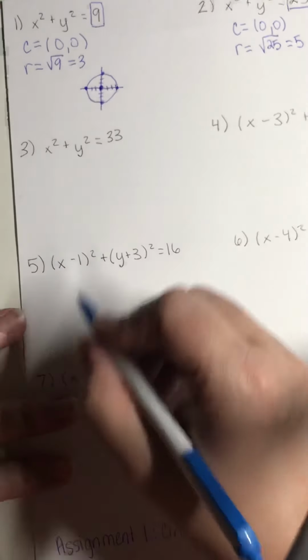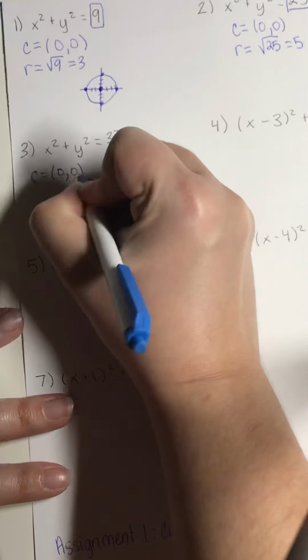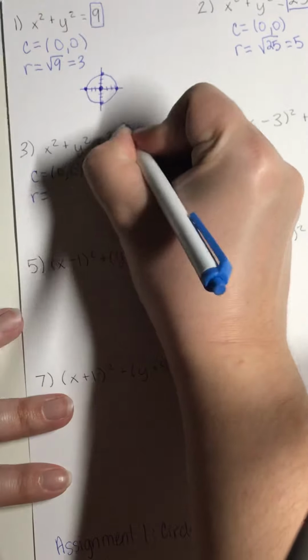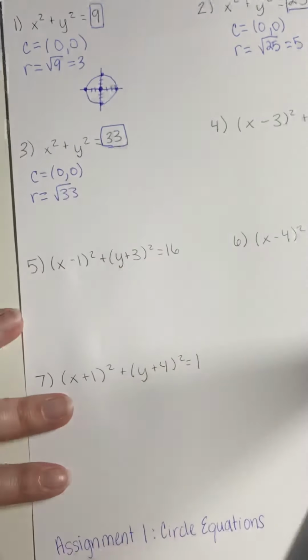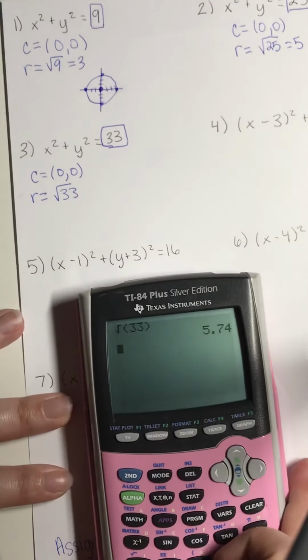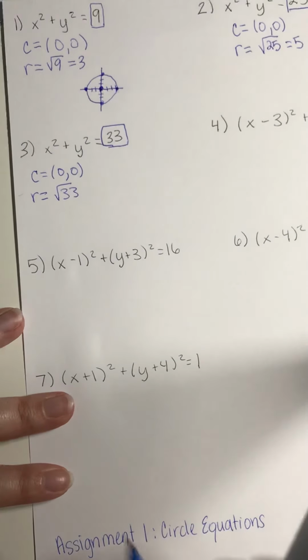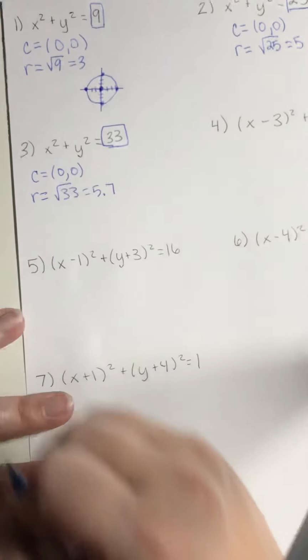Number 3 here. No numbers next to x and y, so center is 0, 0. My radius is going to be the square root of this number. Square root of 33. Now 33 is not a perfect square, but when I put that in my calculator and try to find the value of square root 33, I get 5.74. And you can just round to the nearest tenth. It really doesn't matter. I'm just going to write 5.7.